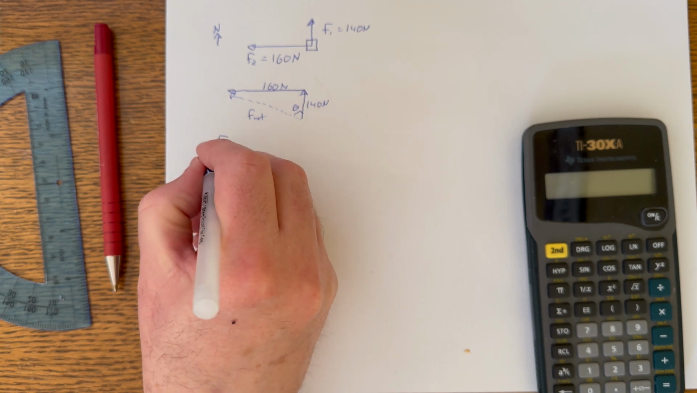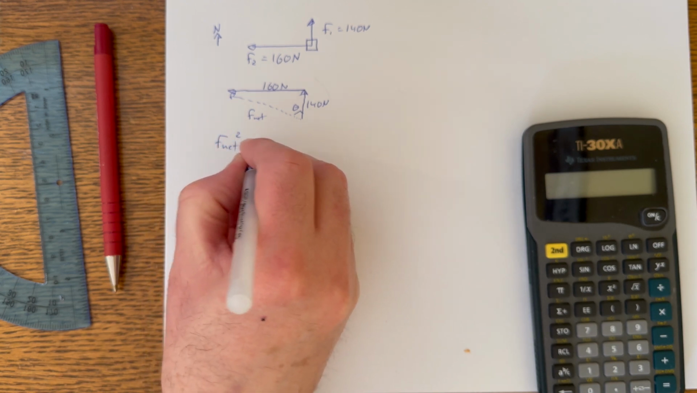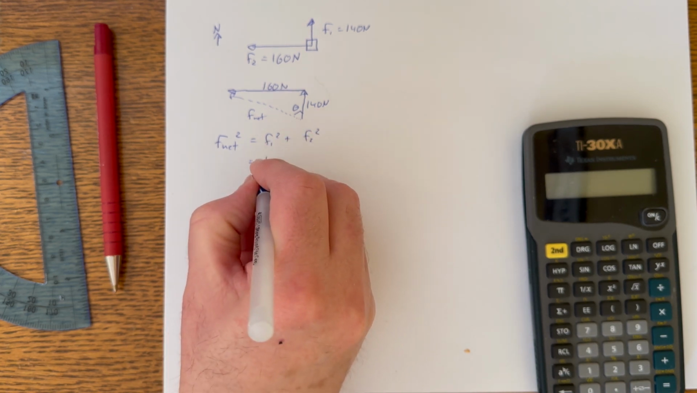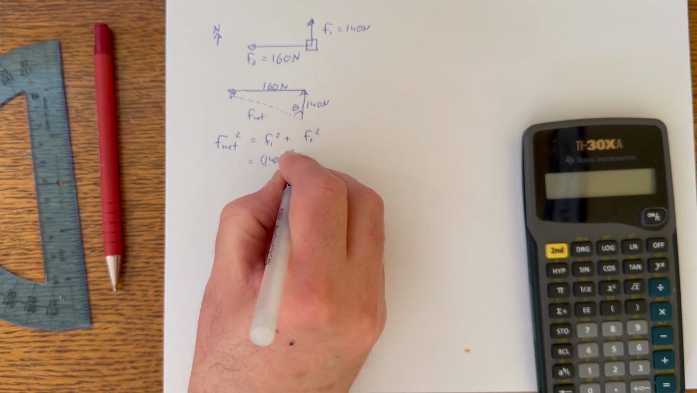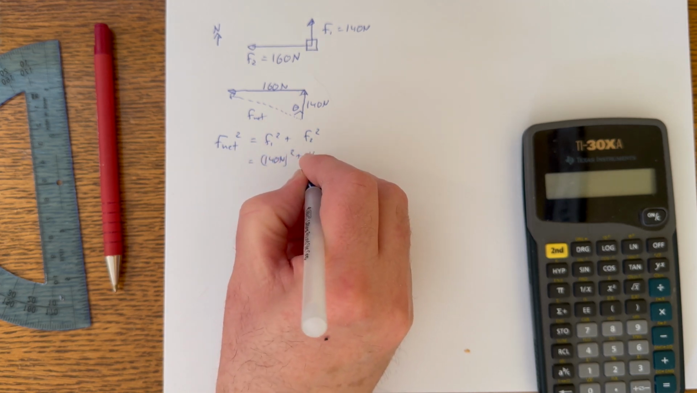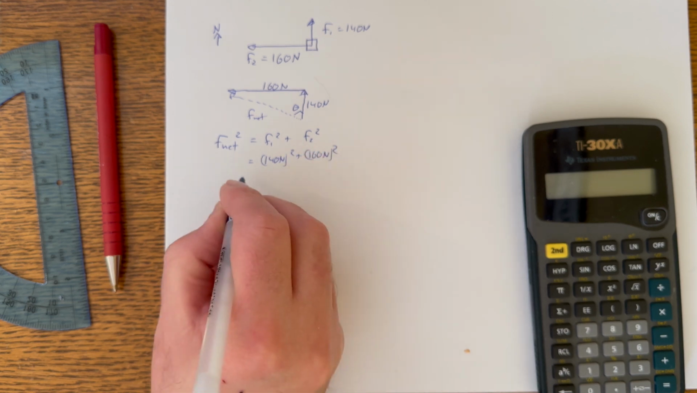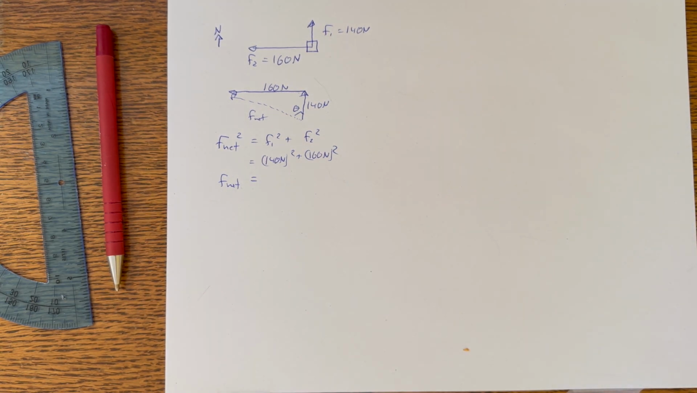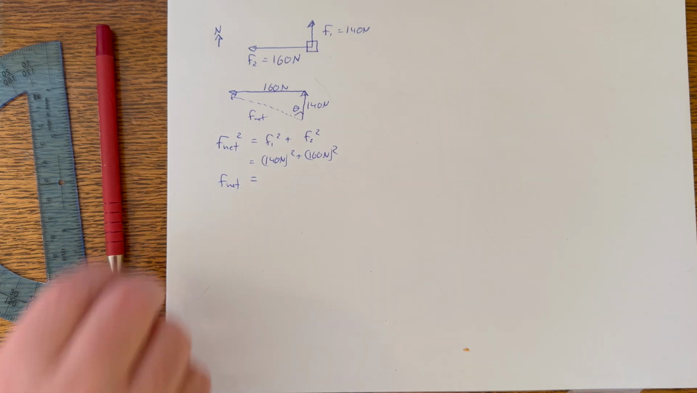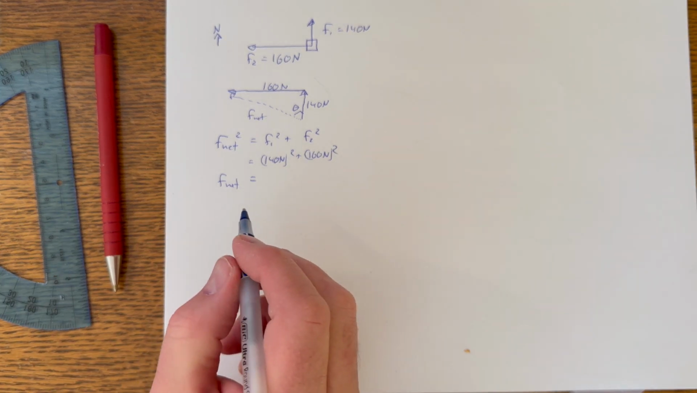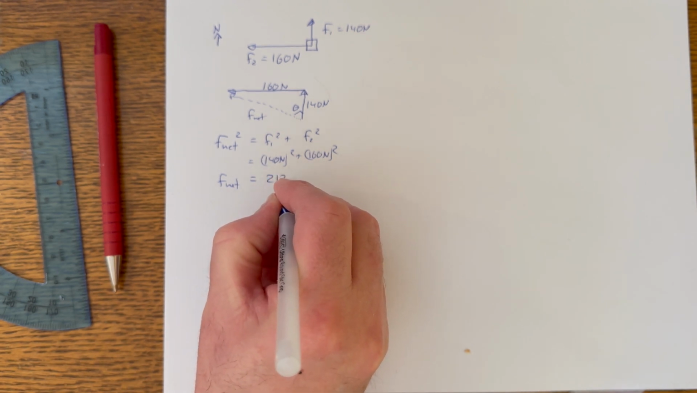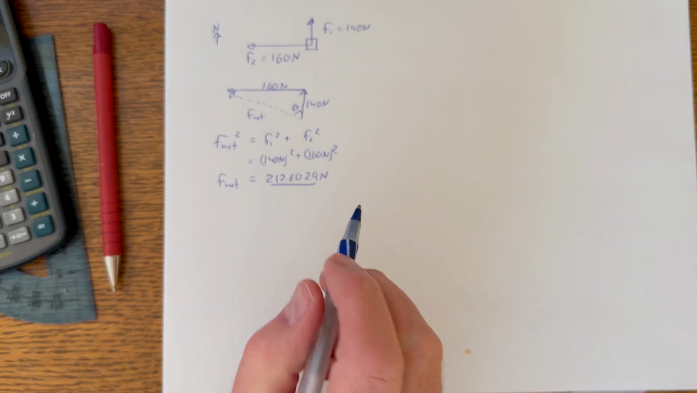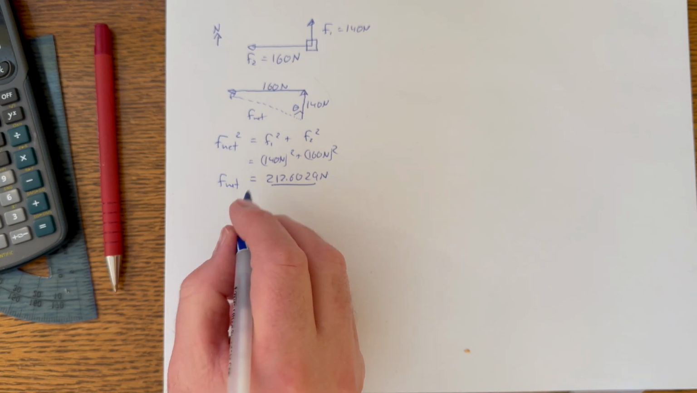Okay, so via Pythagorean theorem, F-net equals the square root of F1 squared plus F2 squared. Substitution. Therefore, F-net is equal to 212.6029. We'll have to round that off yet. Newtons. Good. Now, of course, force is a vector, it requires a direction.